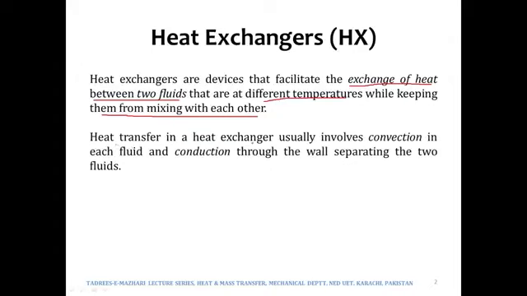So heat transfer in a heat exchanger usually involves convection in each fluid and conduction through the wall which separates the two fluids. Since the two fluids will not be getting mixed with each other, there would be a wall between them. It may be a plain wall or it may be a cylindrical wall. So the heat will transfer through that particular wall via conduction, whereas between that wall and the fluid there would be convection.